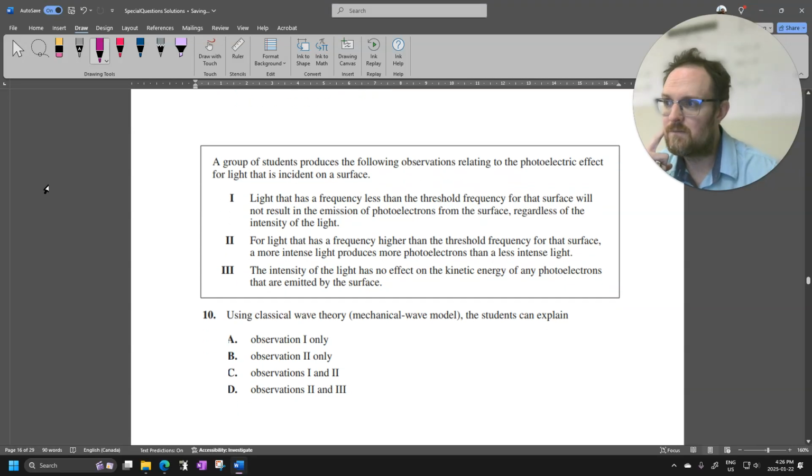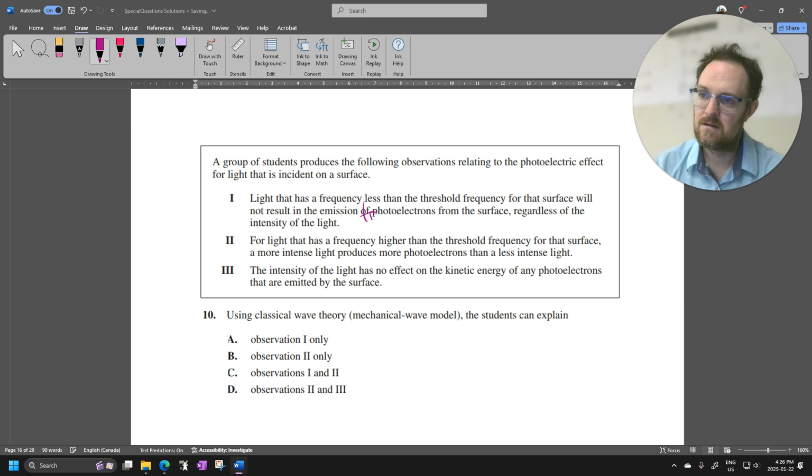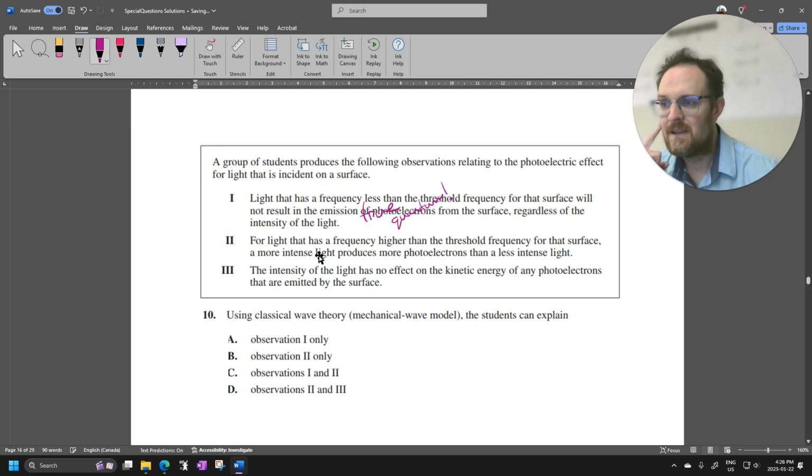A group of students, well, it was an hour in, produced the following observations related to the photoelectric effect for light that's incident on a surface. Light that has a frequency less than the threshold will not result in emission regardless of the intensity. That is true, so that is the particle. This is the quantum world, right? For light that has a frequency higher than the threshold frequency, more intense light produces more electrons than less intense light.